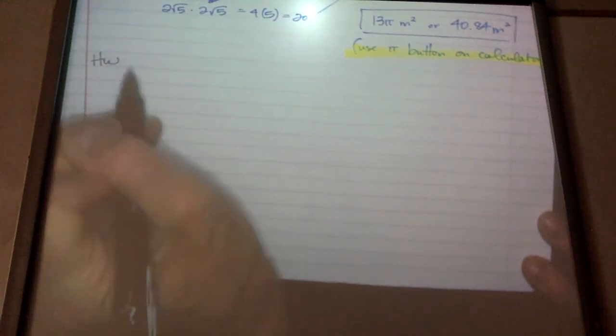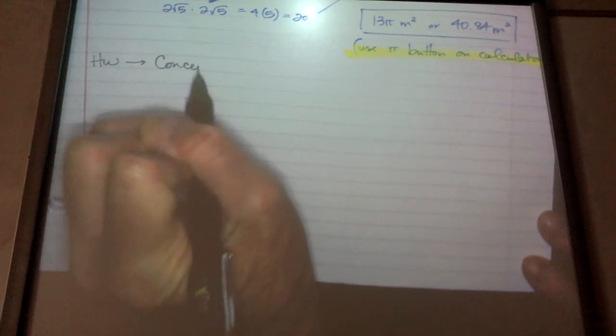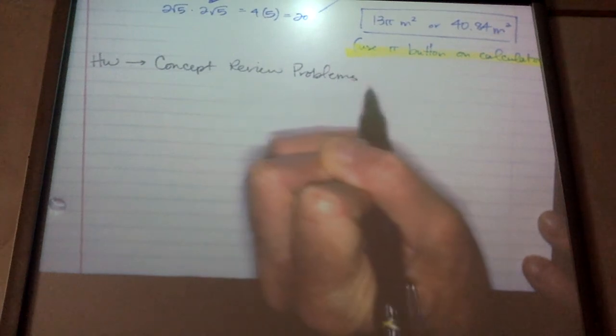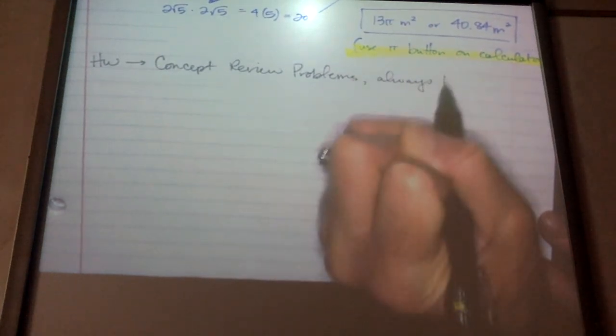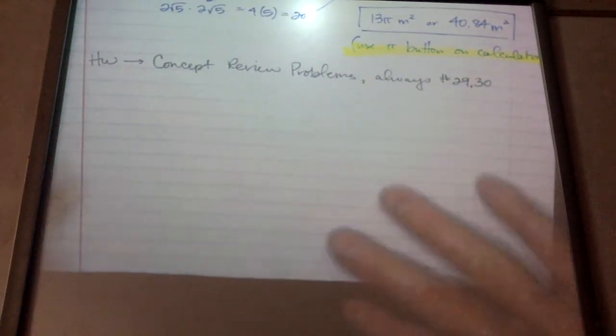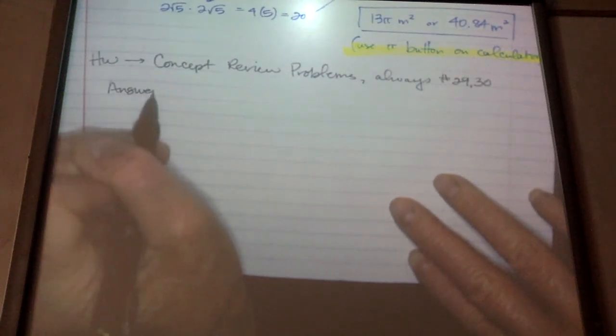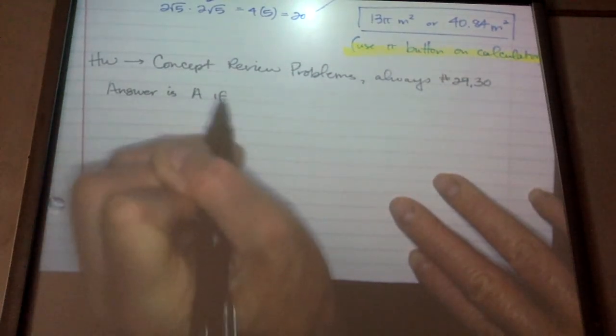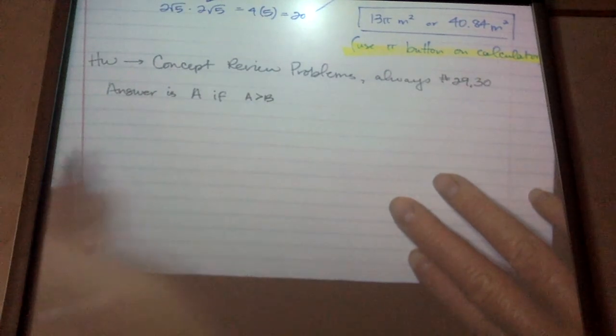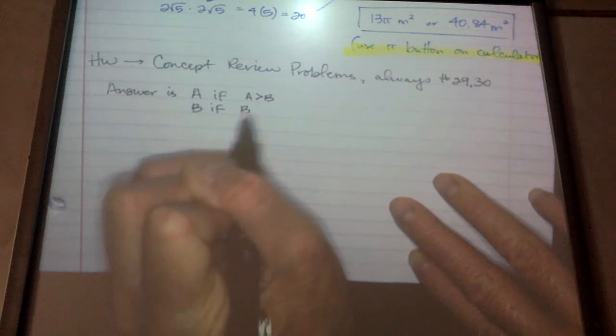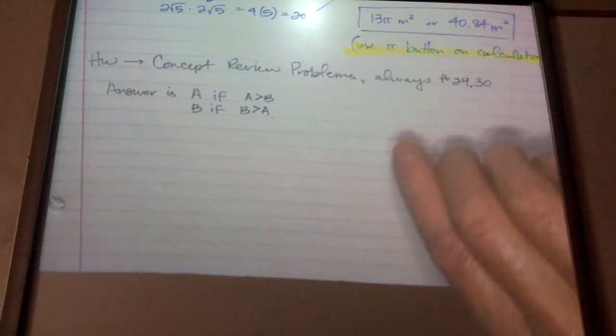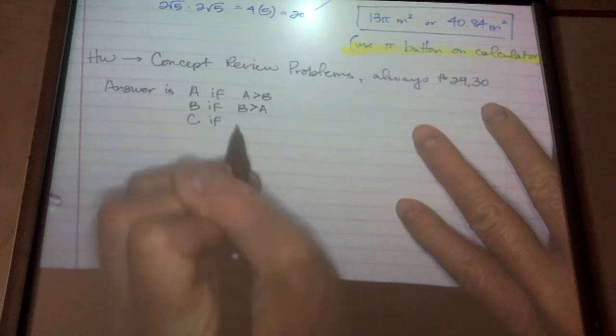I do need to go over with you your textbook. On your homework, there are concept review problems. And they are always numbers 29 and 30. Okay? And to answer those, the answer is A if A is greater than B. The answer is B if B has an answer greater than A. And it is C if A is equal to B.